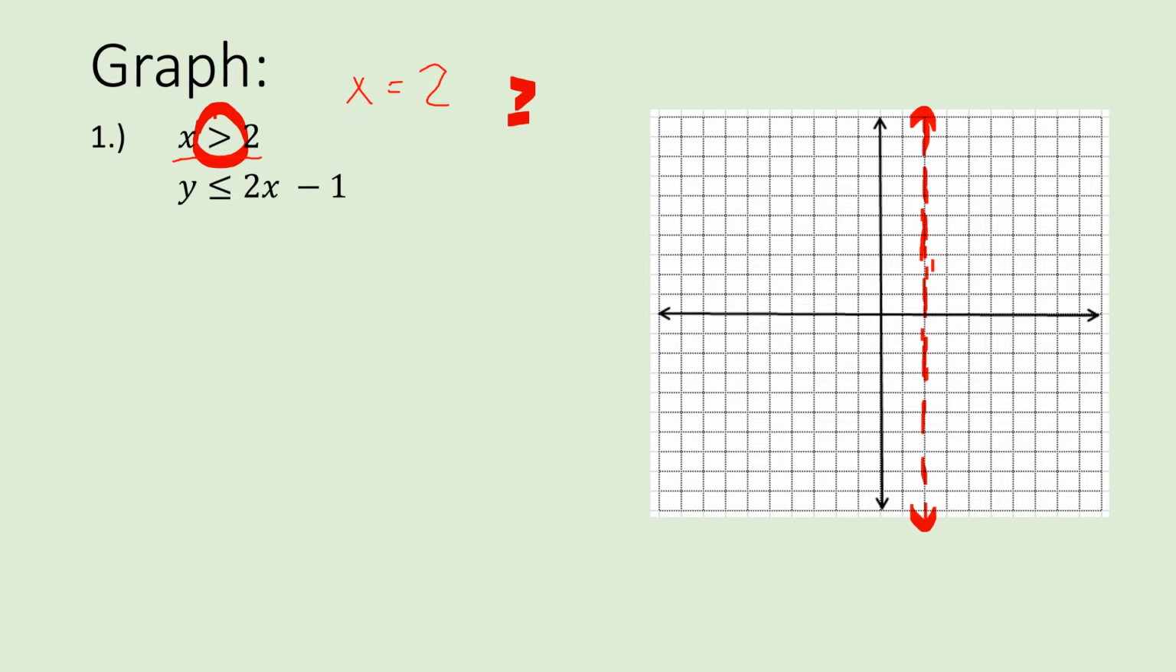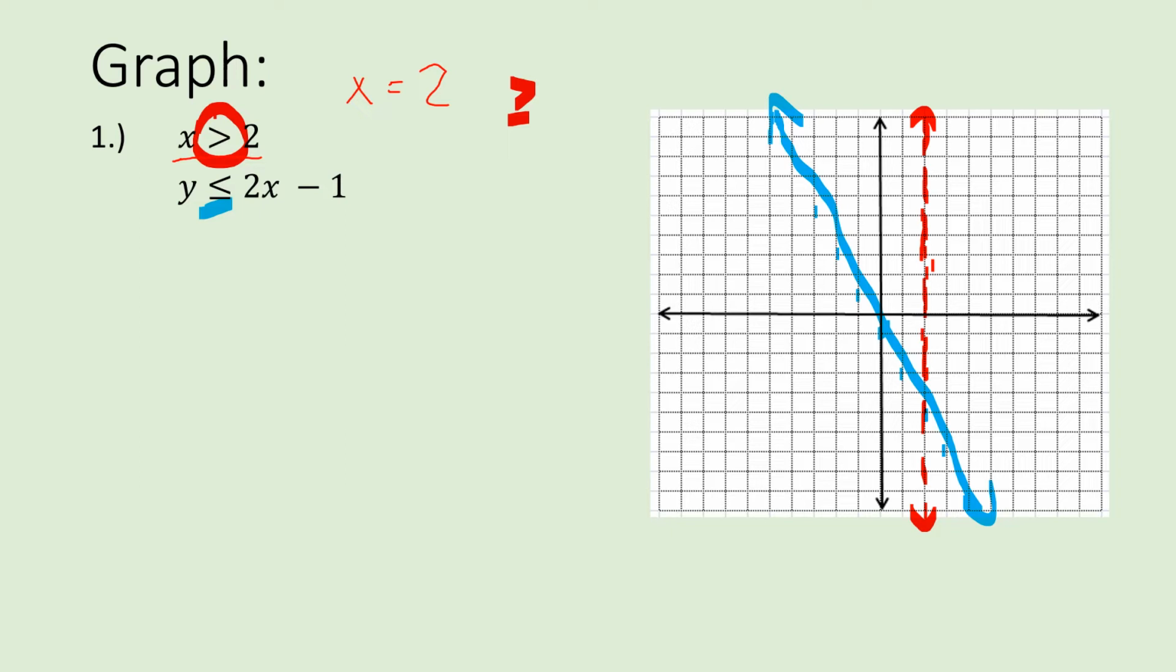The second graph, y is less than or equal to 2x minus 1, starts at -1, down 2 over 1. This one has that or equal to sign underneath it, so this is going to be a solid line. Now when we shade these, let's go back up to the top one.